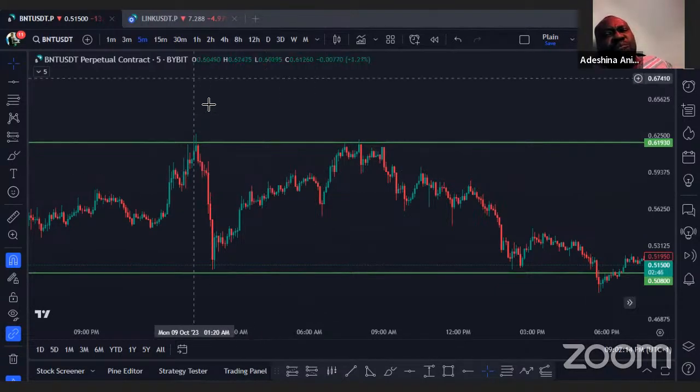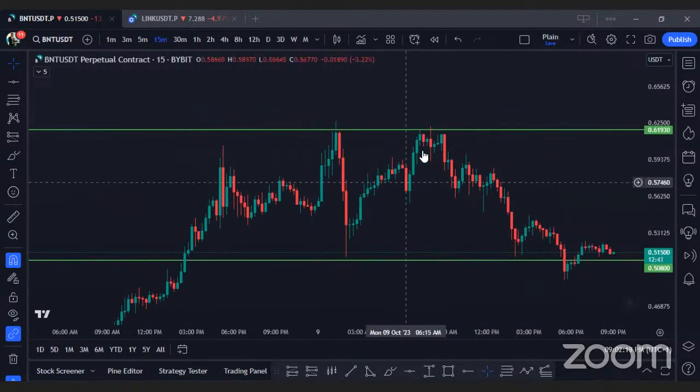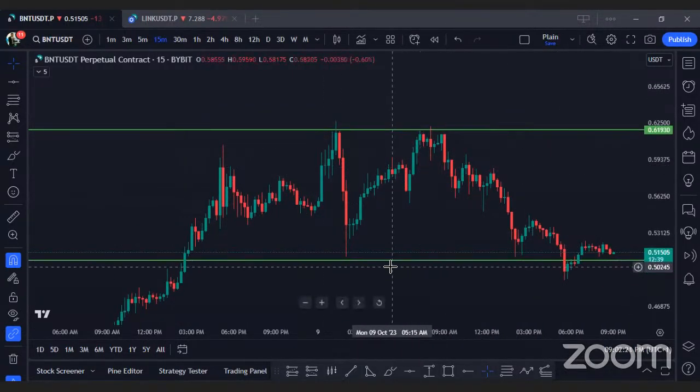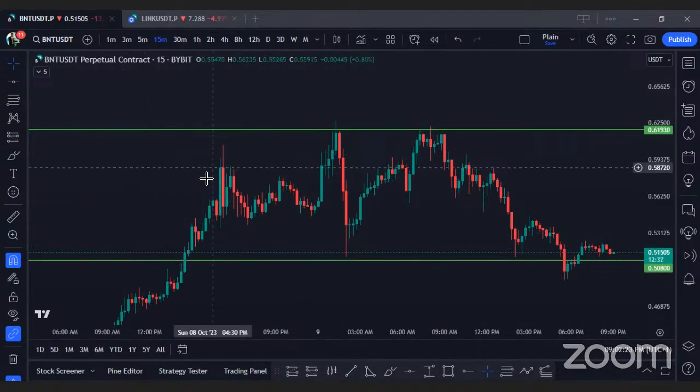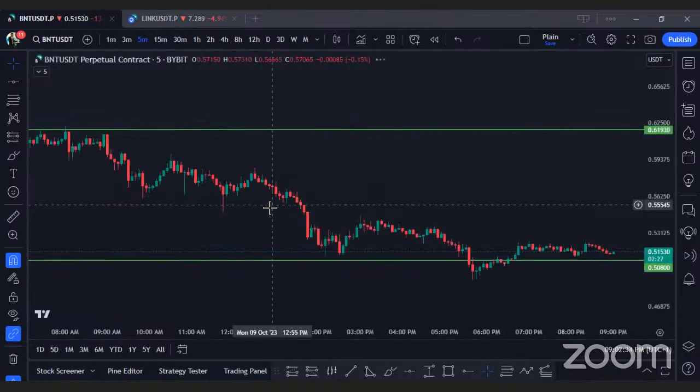I can equally come back down to the 15 minutes time frame and spot my highs and my lows, because on the 15 minutes you can see the past 24 hours, where the market has been trending, whether it has been going up or consolidating and all of that. If I do that, I will always want to go down to the 5 minutes time frame.